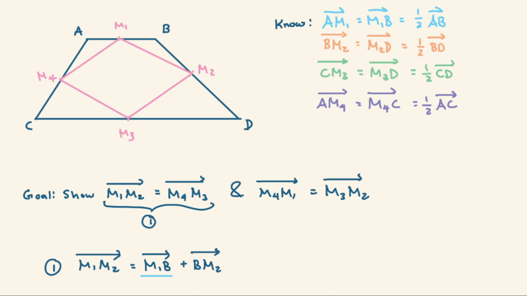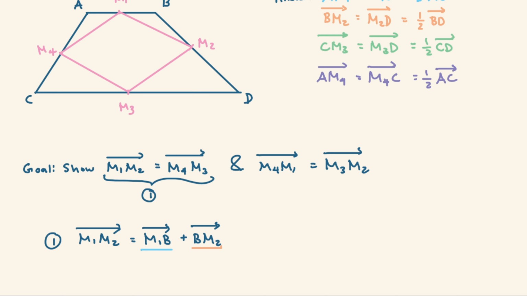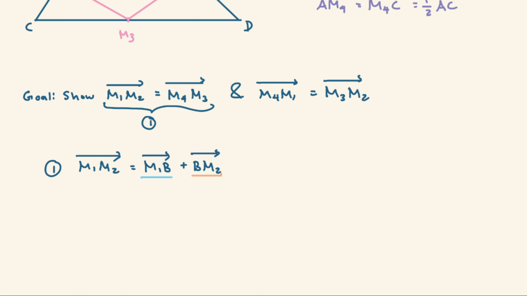And this BM2 shows up right here in orange. It's equal to half of BD. So we can go right here. Let's go down a tiny bit. And we can rewrite this M1B here as half of AB, and this BM2, we can rewrite that as half of BD.